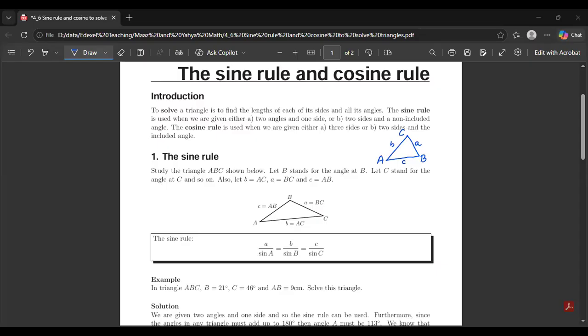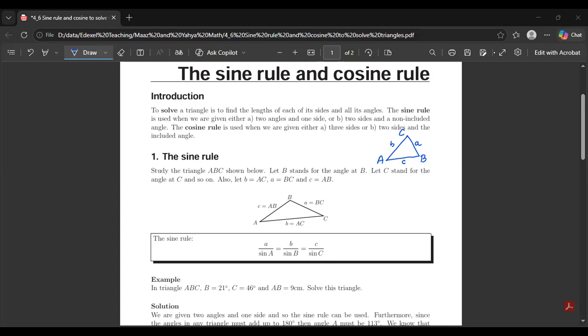After that, the sine rule and cosine rule, we should know that these two rules can be used to solve the triangle. Solving a triangle means that we have to find out the three angles, and we have to have the three sides as well, the three lengths, each side of the triangle, right?